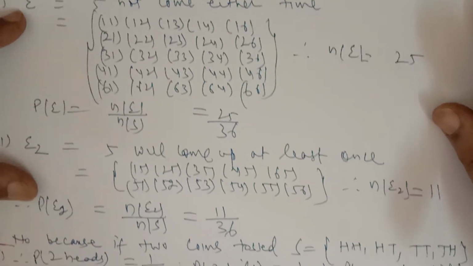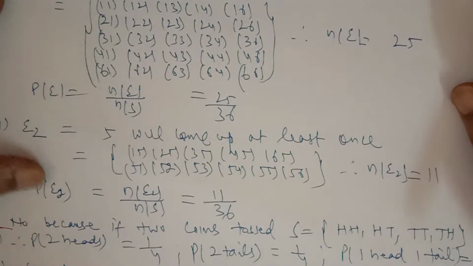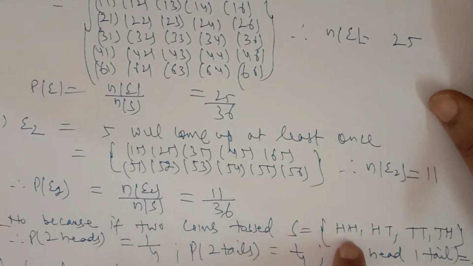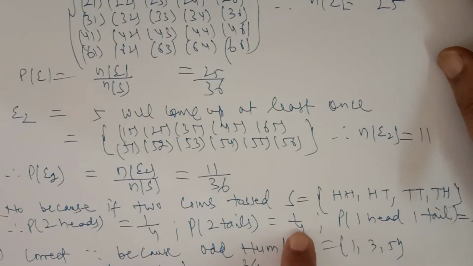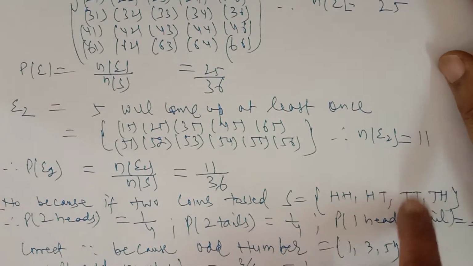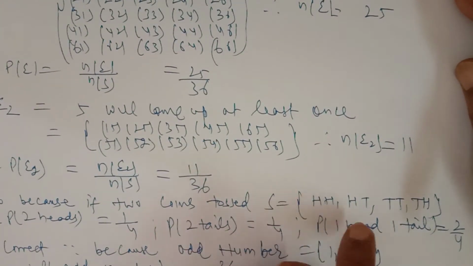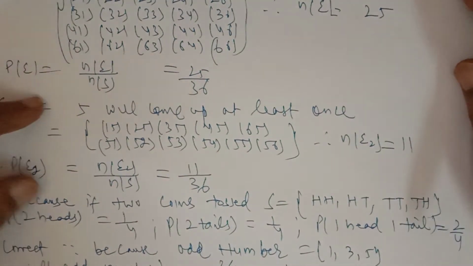Now in question number 25, a coin is tossed twice. Now the probability of getting 2 heads, कितना है यहाँ पर 2 heads? एक ही बार आ रहा है तो 1 upon 4। The probability of getting 2 tails, यहाँ पर भी एक बार आ रहा है 1 upon 4। And the probability of getting 1 head और 1 tail, एक head और एक tail 2 बार आ रहा है तो 2 upon 4। So they are not equal to each other.